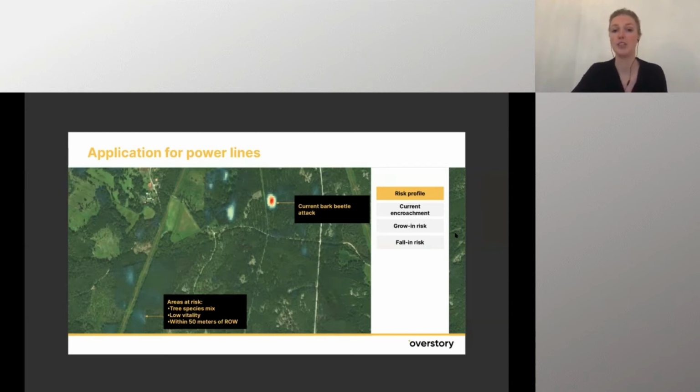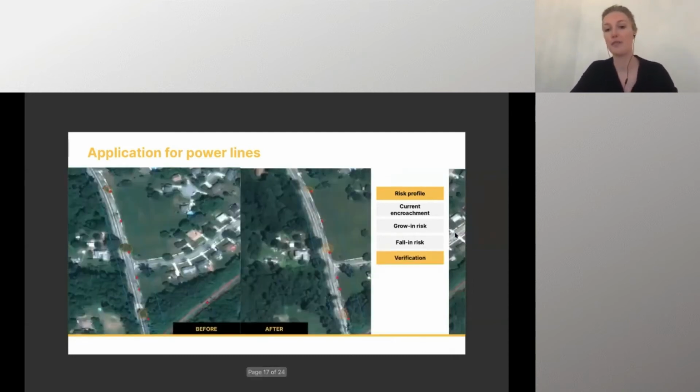But we typically not only scan the right-of-way and the border zone, but we also scan a broader area. And the reason for this is when there's a bark beetle attack, there's a risk of spreading, of course. And typically, if the tree is not removed, this bark beetle infestation spreads. So by understanding a bit broader area, we can also help mitigate the spreading towards the right-of-way. So a risk profile combining the current encroachment risks, the grow-in risk, and the fall-in risks are relevant. But these are preventive ways to inform trimming cycles.